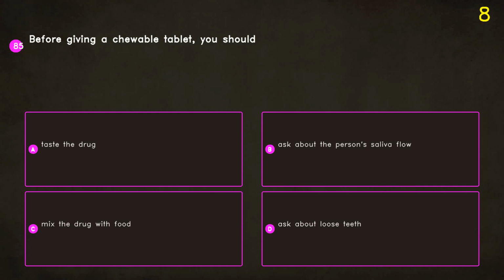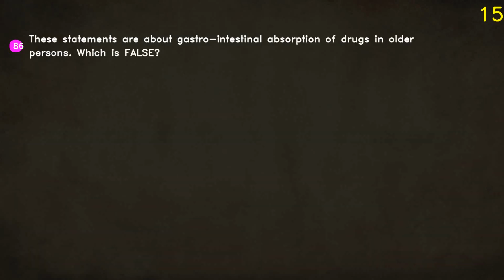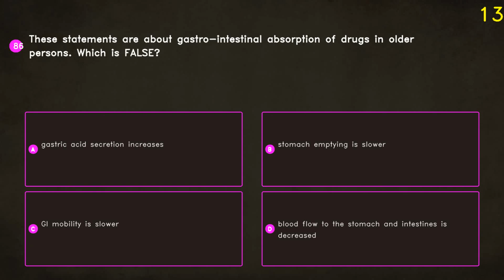Question 85. Before giving a chewable tablet, you should: A. Taste the drug. B. Ask about the person's saliva flow. C. Mix the drug with food. D. Ask about loose teeth. The correct answer is ask about loose teeth. Question 86. These statements are about gastrointestinal absorption of drugs in older persons. Which is false? A. Gastric acid secretion increases. B. Stomach emptying is slower. C. GI motility is slower. D. Blood flow to the stomach and intestines is decreased.